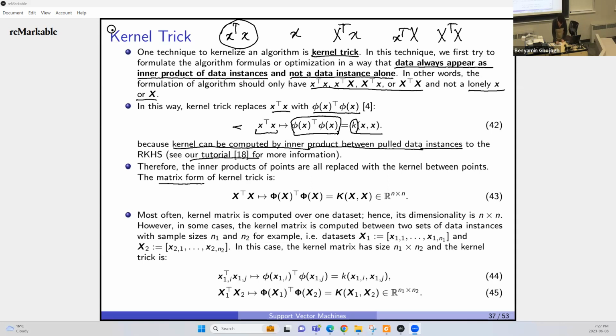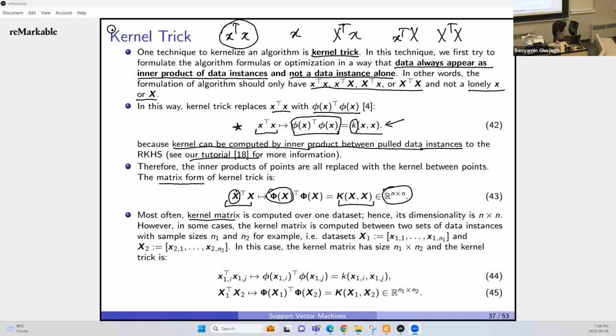Now the matrix form. This was the vector form, right? What if we have the whole data? Assume X has the data points as column vectors in its columns. It's a matrix, right? So X transpose X means the similarity of all points with respect to other points. You can replace it with phi, where phi of X is also a matrix. Phi of X transpose phi of X is the kernel of X and X. Here, the kernel was a scalar. Here, the kernel becomes a matrix. We call this the kernel matrix.